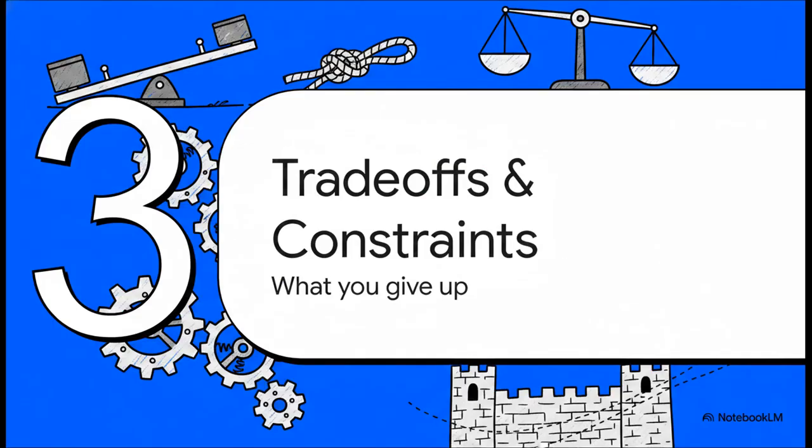Okay, Section 3. Trade-offs and constraints, what you give up for convenience. Because look, software selection is always a game of give and take, right? We have to balance those great operational gains against the very real functional limitations you're going to have to accept.